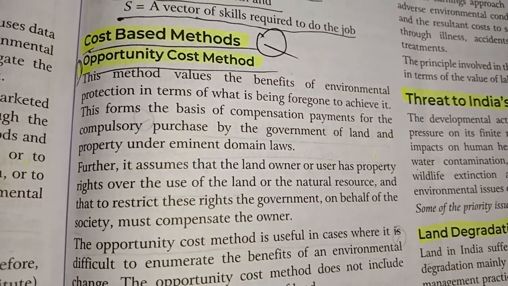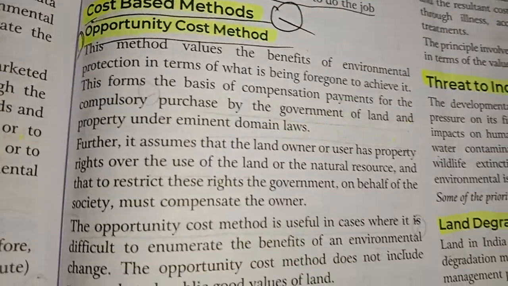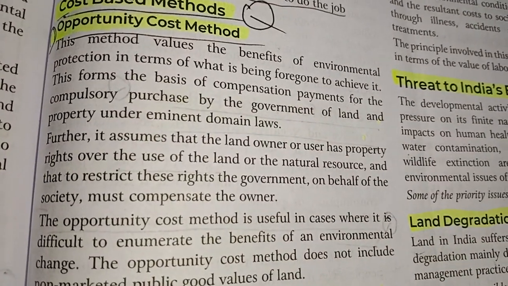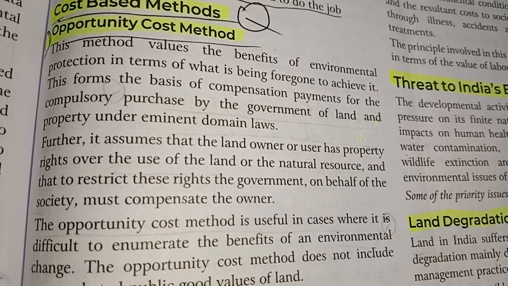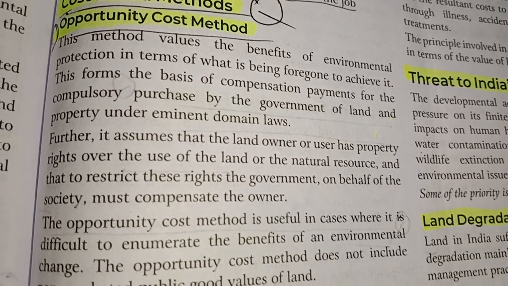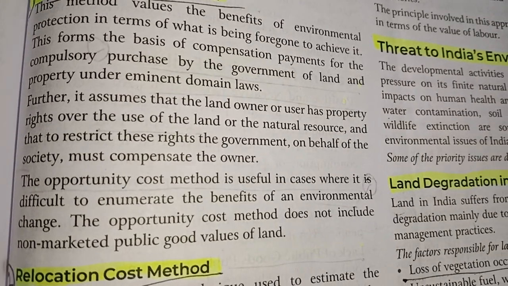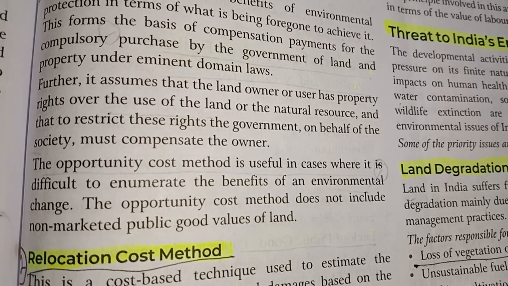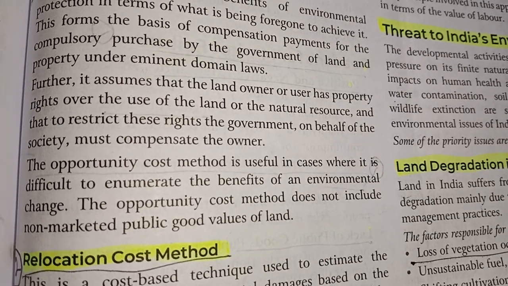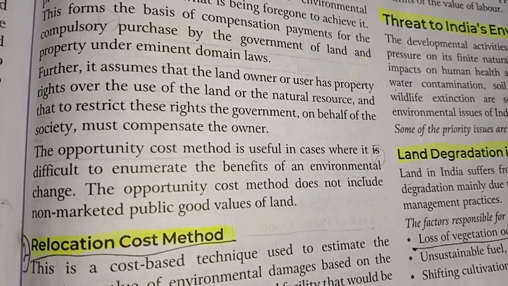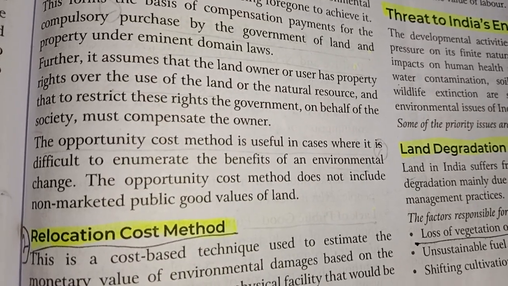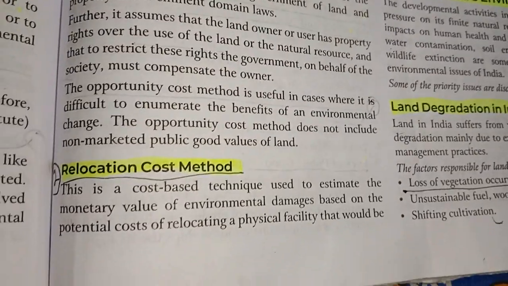Further, it assumes that the land owner or user has property rights over the use of the land or the natural resources, and that to restrict these rights, the government on behalf of the society must compensate the owner. The opportunity cost method is useful in cases where it is difficult to enumerate the benefits of an environmental change. The opportunity cost method does not include non-marketed public good values of land.